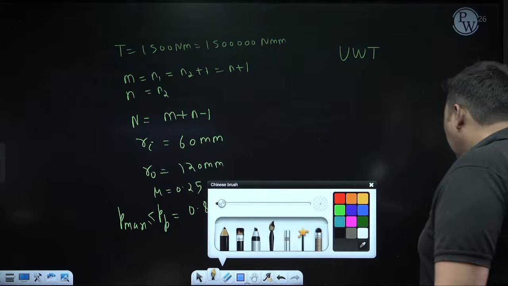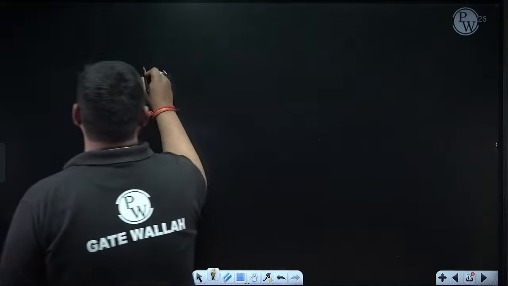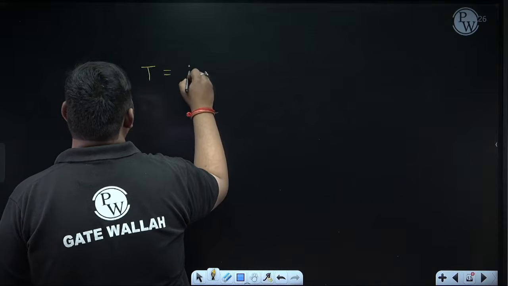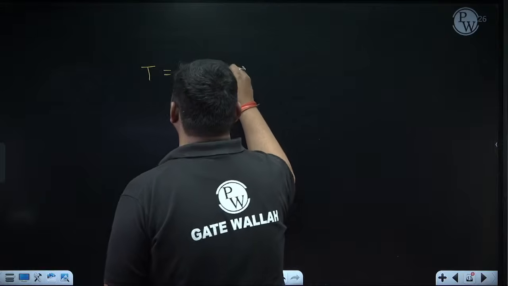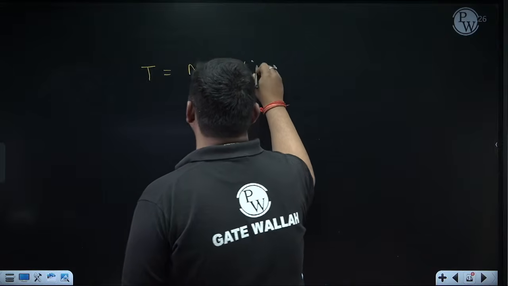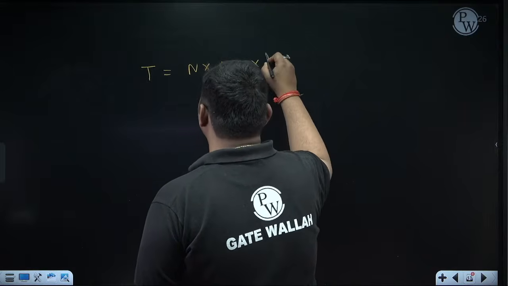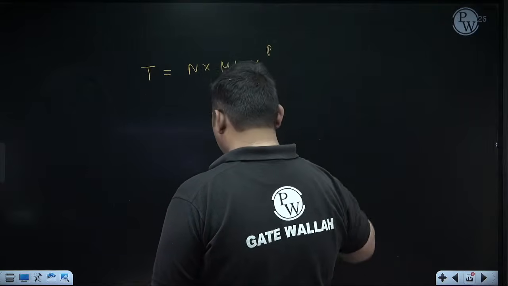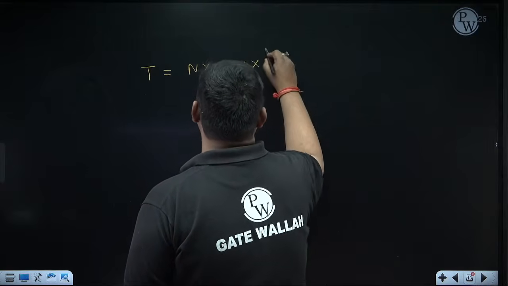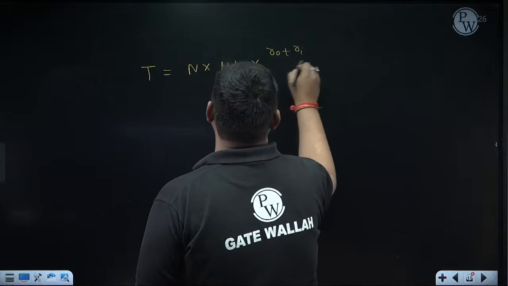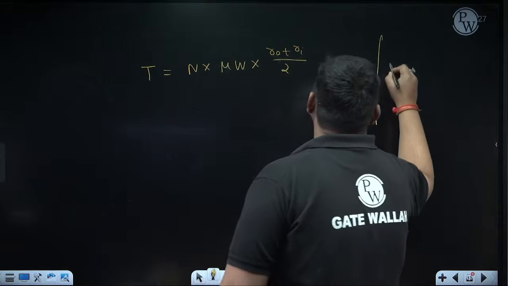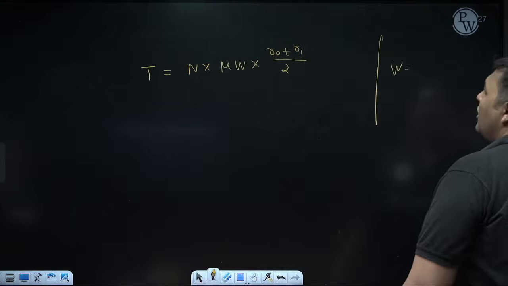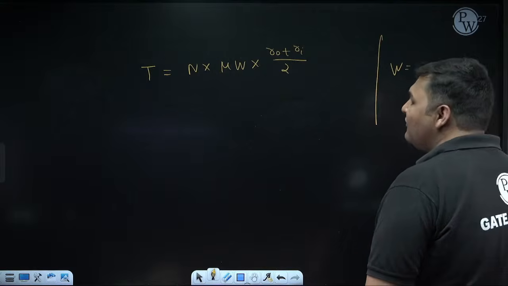Now we know as per uniform wear theory, the formula to calculate torque transmitted by the clutch is N, number of pairs of contacting surfaces, into mu into W into Rm. Rm is mean radius. For uniform wear theory, mean radius is (Ro plus Ri) divided by 2. But what is the formula to calculate W here? So see, what is W? W is axial force at engaged position.